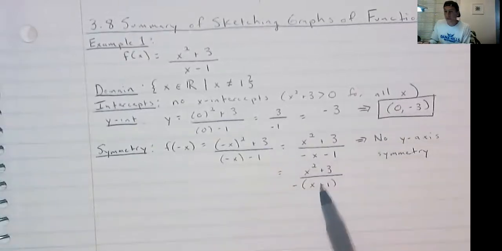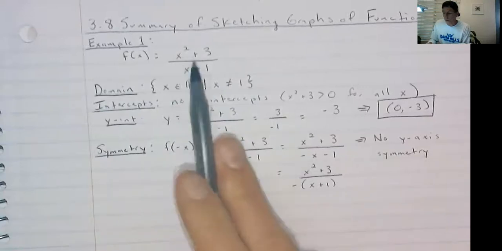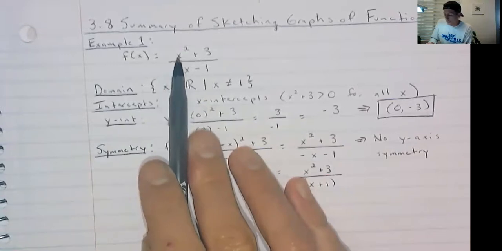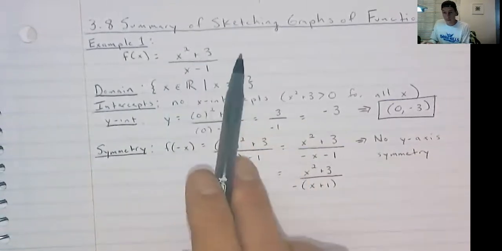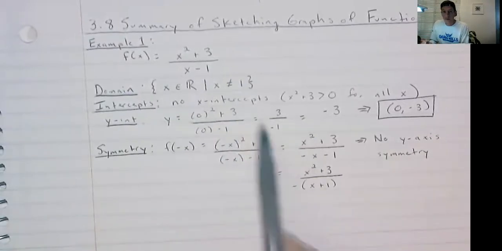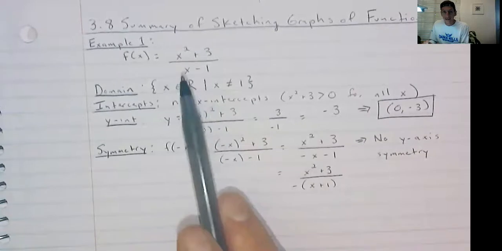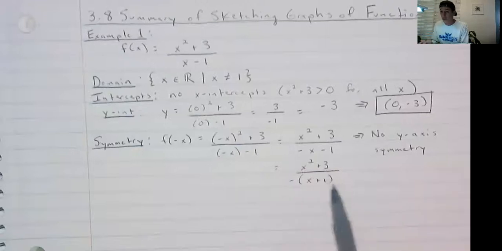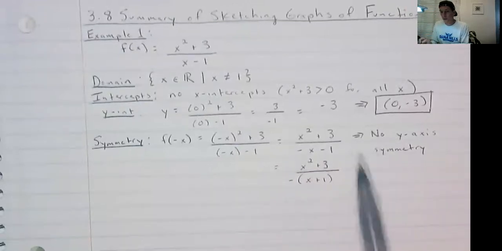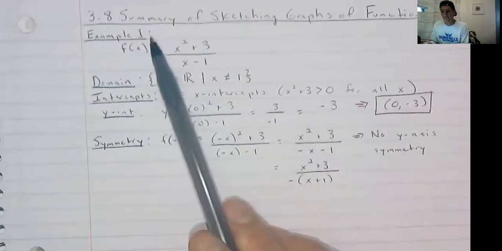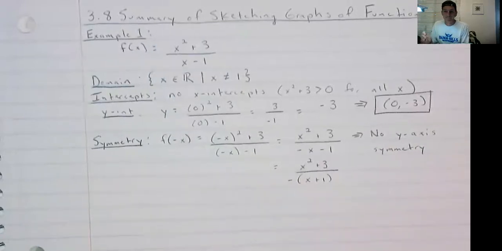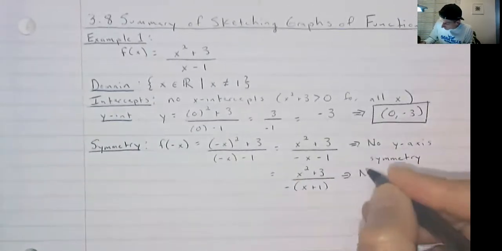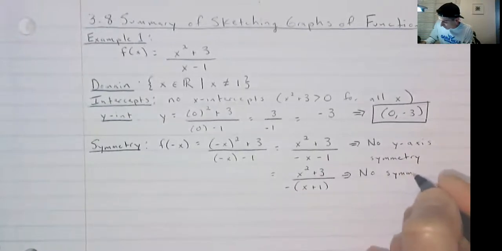And I know this sort of feels like it's giving us the opposite of this, but in order to have the opposite of this, we would need a negative x squared minus 3 on top with x minus 1 on the bottom, or we would need a negative x plus 1 on the bottom. Again, I know it looks like it's close to that, but it's not. It's not quite the opposite of f of x here. So no symmetry about the origin. That's how we would test that.